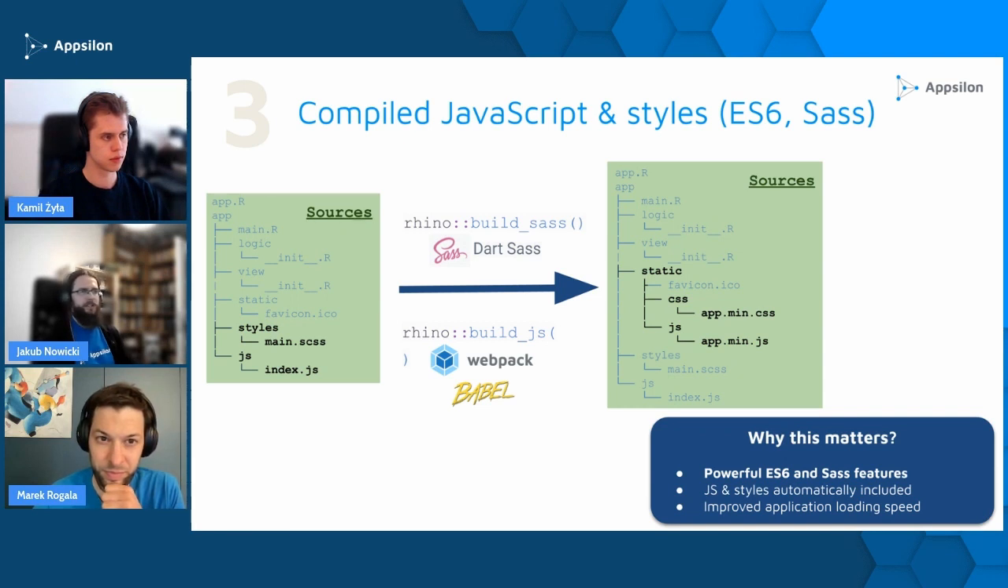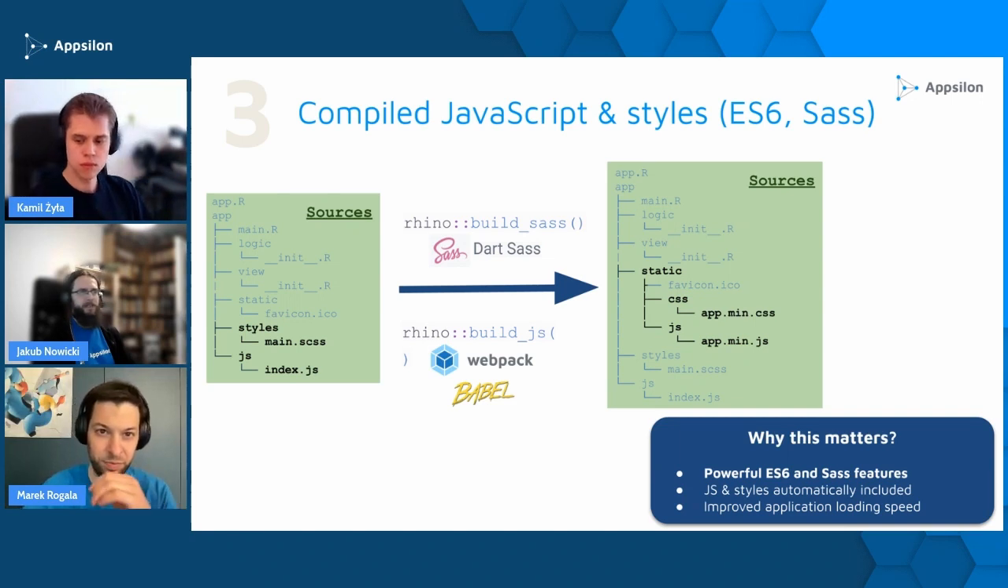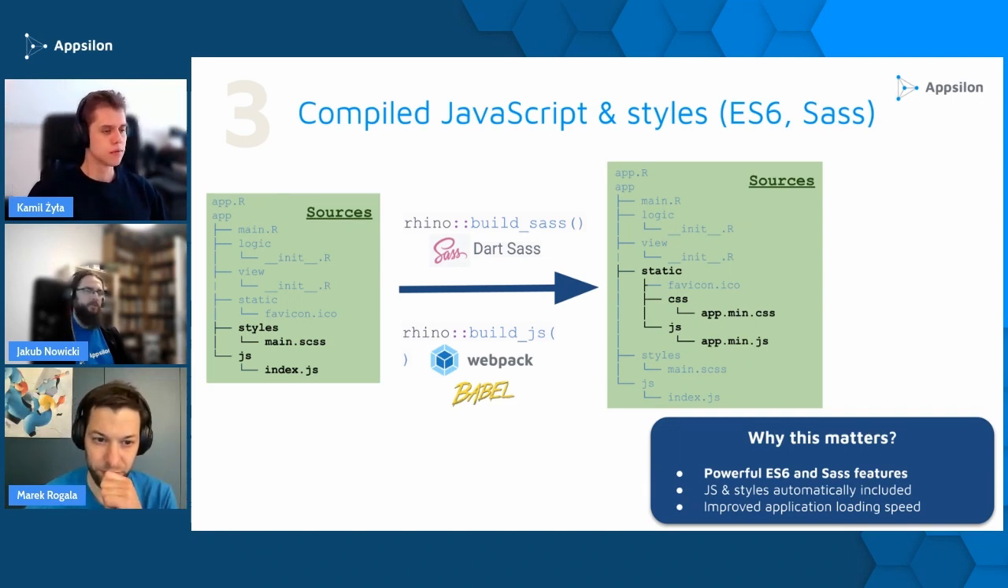As a result, you will get two files, app.min.css and app.min.js, which are both minified, which means you already gain a little bit of speed in your application. But what is crucial here is that you will get all the very powerful features of both Sass and JavaScript. So if you want to use, I don't know, arrow functions or string interpolation, Rhino will take care of compiling this into JavaScript that is easily understandable by any browser.